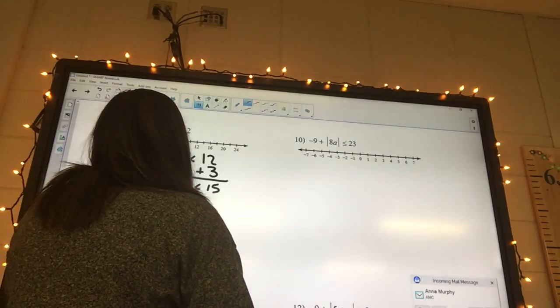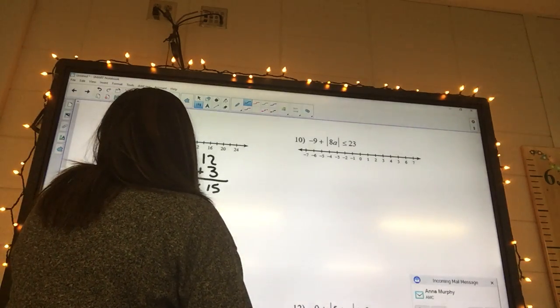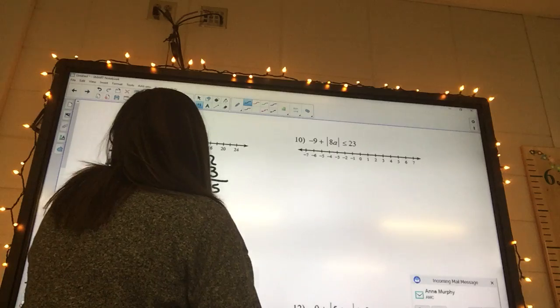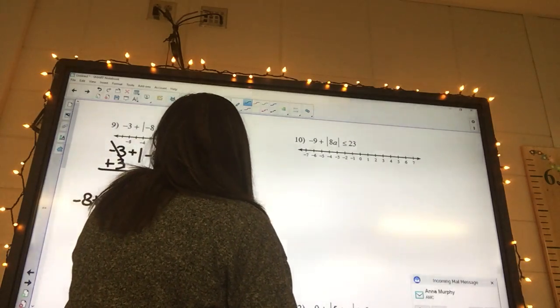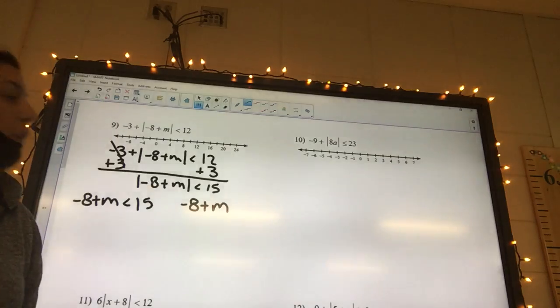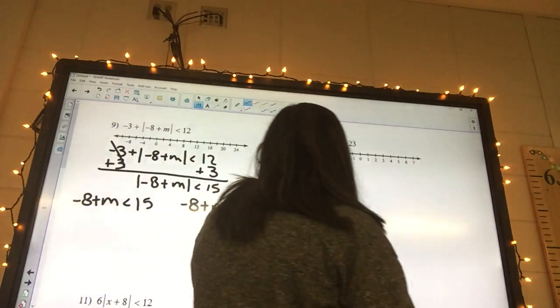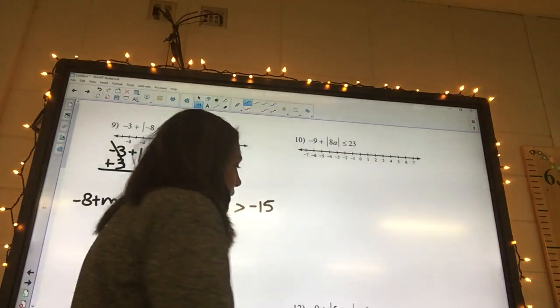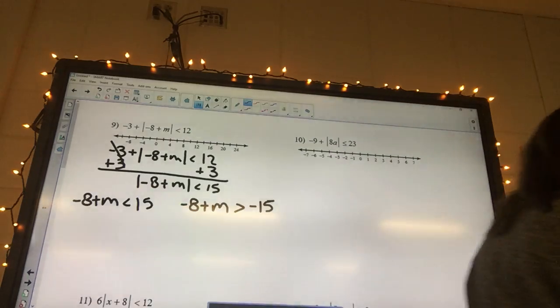So I got negative 8 plus m is less than 15. And what do I need to do with the other one? Flip the sign and make it a negative. Okay, and I want you guys to take a second to finish solving that one.